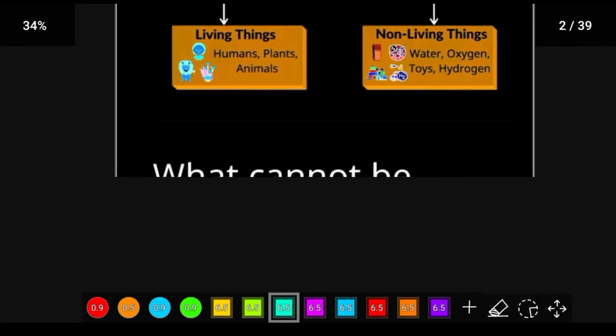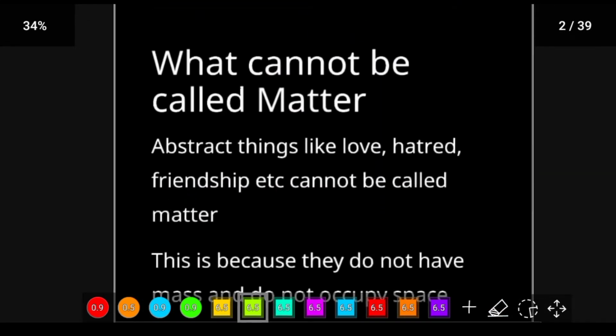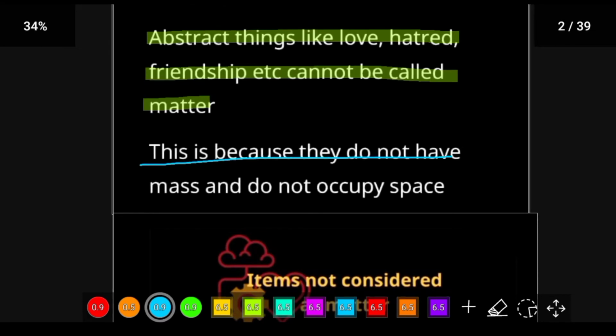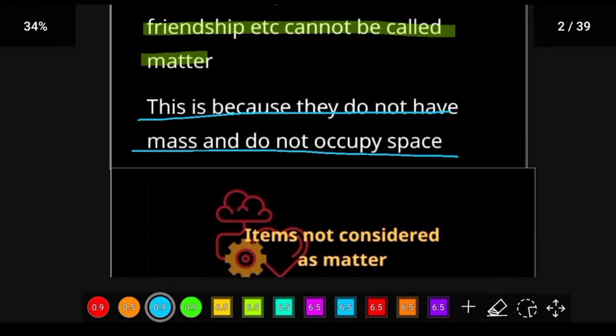What cannot be called matter? Abstract things like love, hatred, friendship, etc. cannot be called matter. This is because they do not have mass and do not occupy space.